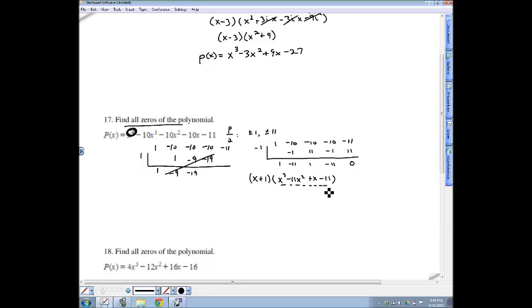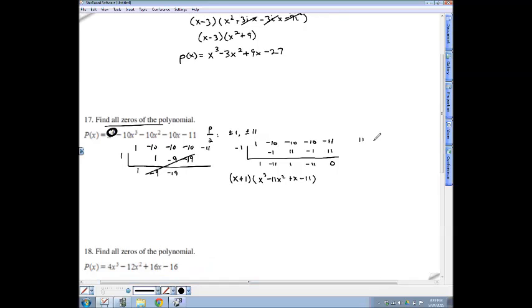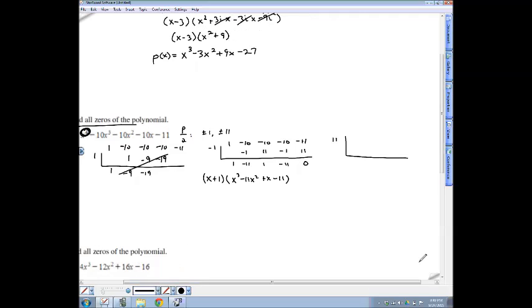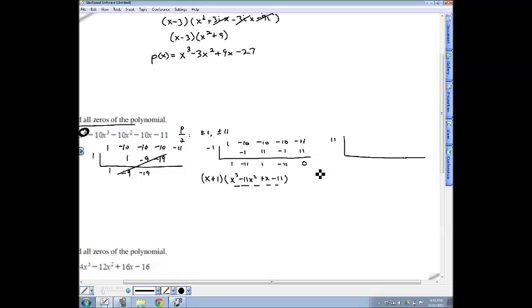Those 3 zeros are going to come from this factor right here. But we can use the same p over q list. We've already said that x equals 1 doesn't work. I'm going to try 11. Synthetically dividing now on this reduced polynomial, so 1, negative 11, 1, negative 11. Let's see what we can get out of this. Looks like we found another zero. So we already knew that x plus 1 was a factor. Now we know that x minus 11 is a factor.